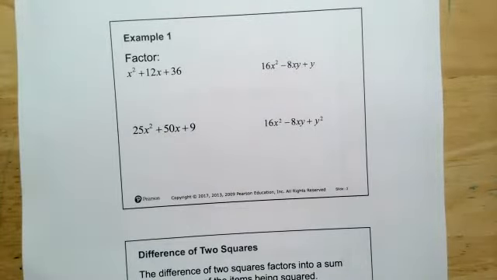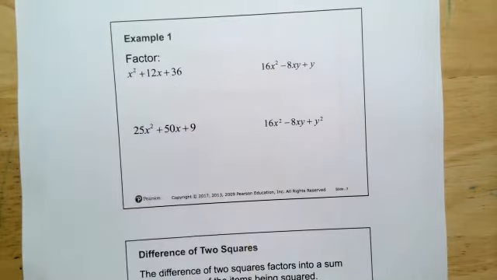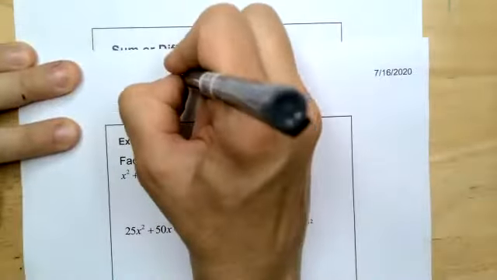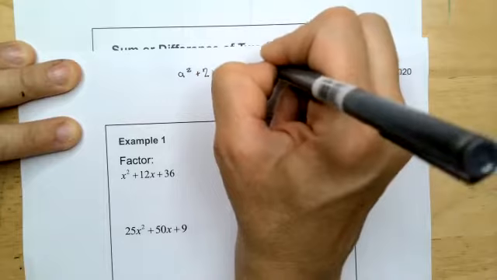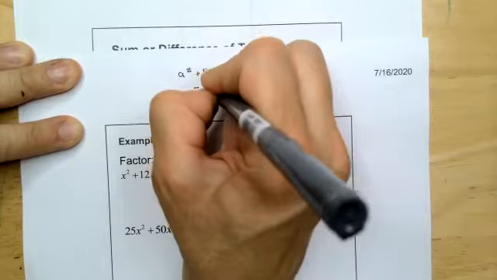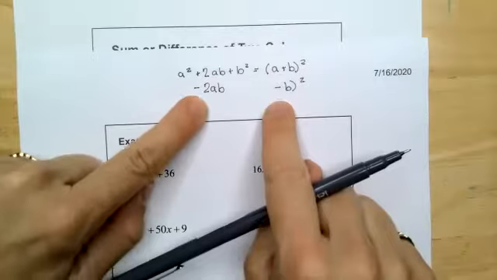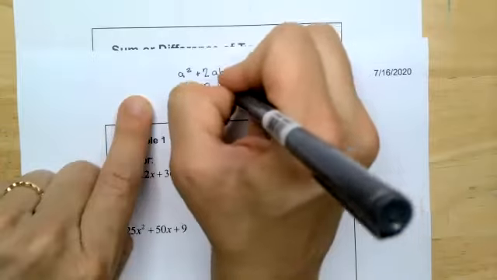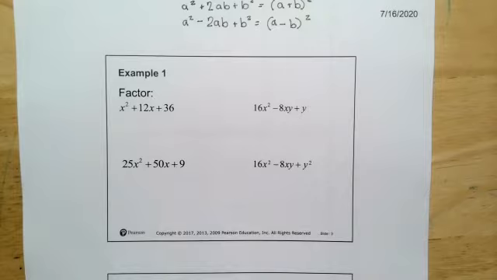Example 1. We have x squared plus 12x plus 36. Remember, our two models are a squared plus 2ab plus b squared equals quantity a plus b squared. And the only difference is this minus sign. So this one's minus 2ab and it's going to be minus b. That's the only difference, okay? This is still a squared, this is still plus b squared. So those are our two formulas that we're using.